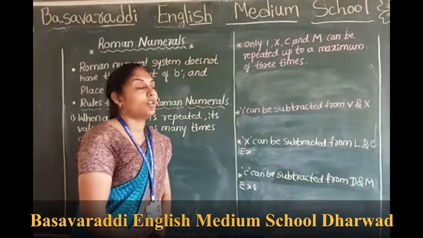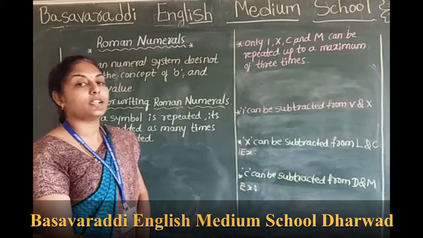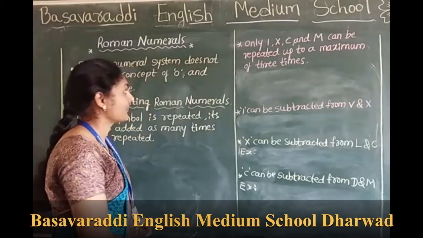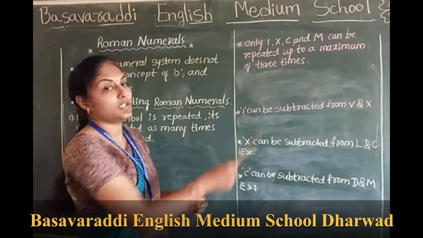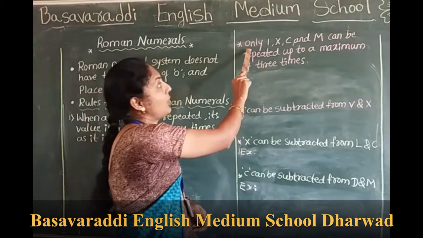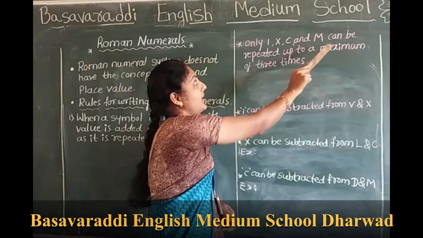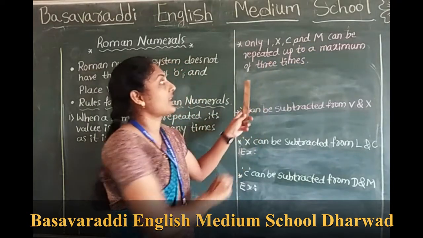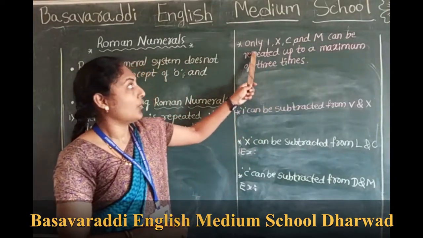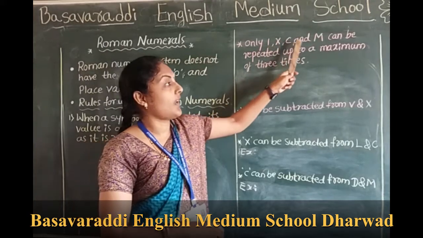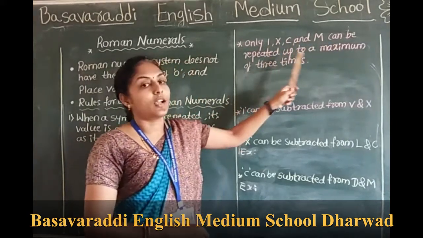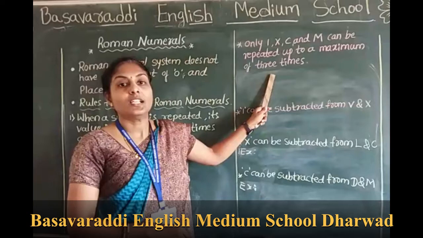Some tips to remember how to write Roman numbers. These are the tips of the Roman numerals. Only I, X, C and M can be repeated up to a maximum of 3 times.